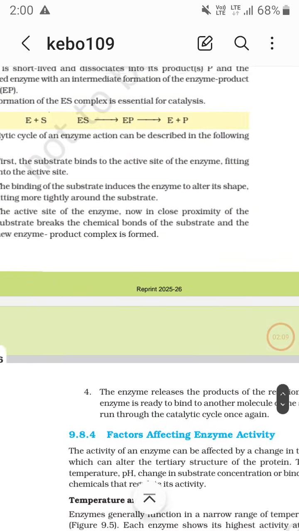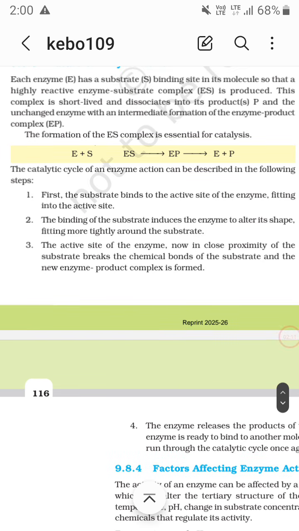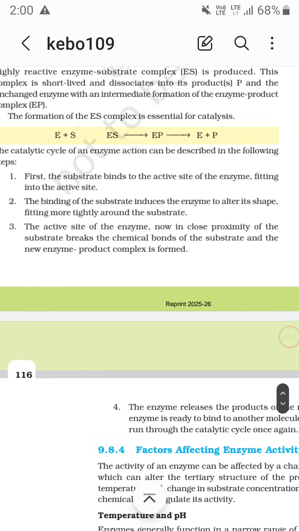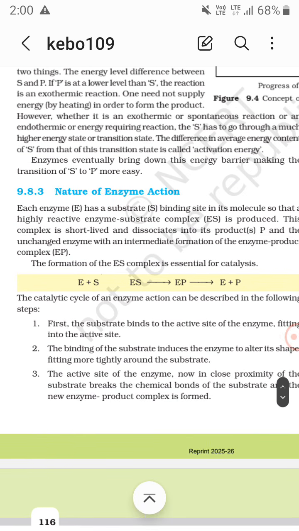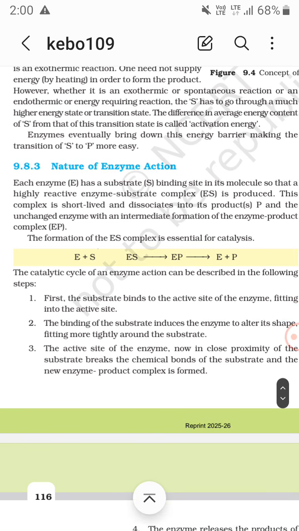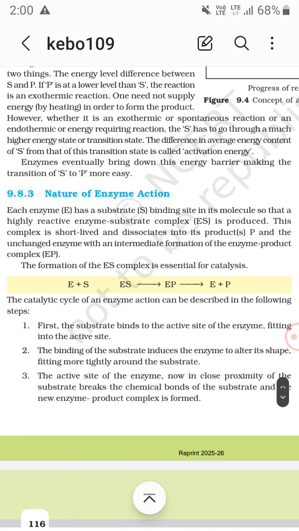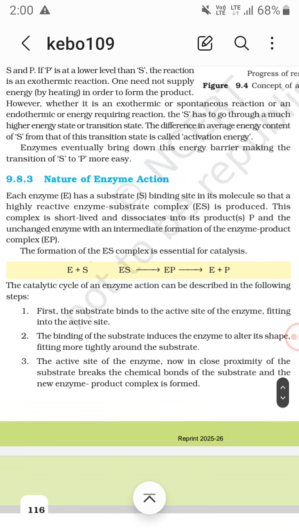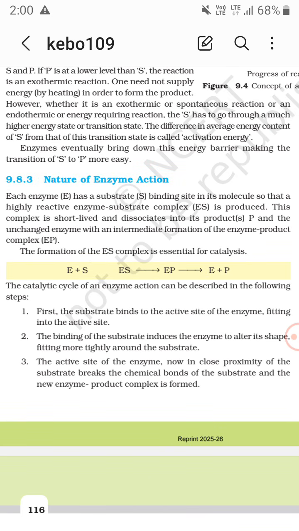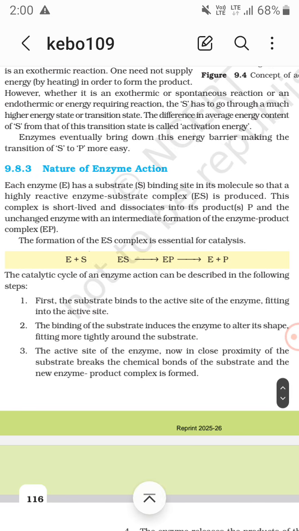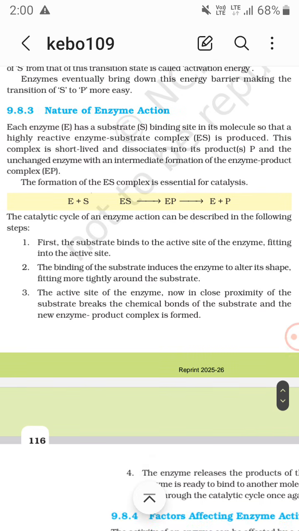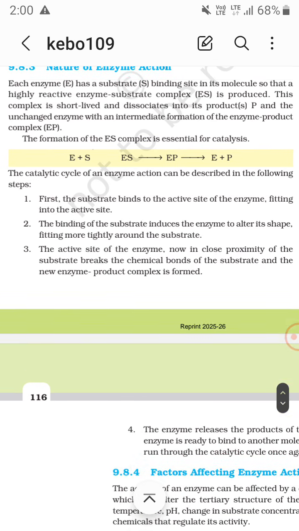Now, this was the catalytic cycle of an enzyme action. Enzyme plus substrate, then enzyme substrate complex, then enzyme product complex, then enzyme plus product. Short-lived and dissociates into its products. Unchanged enzyme.